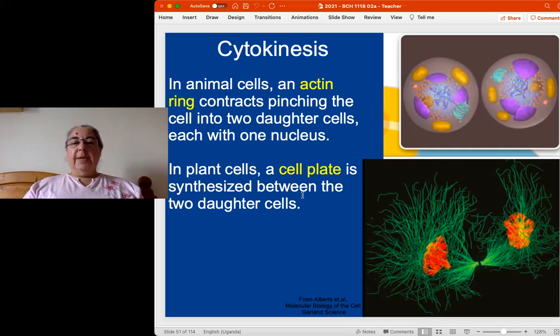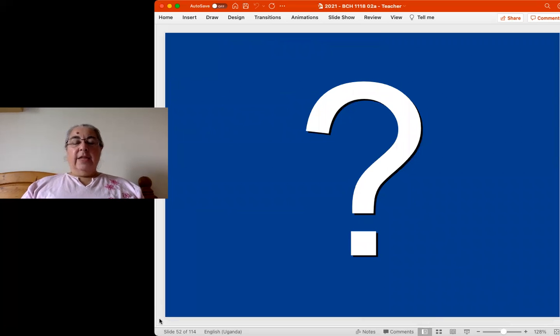In plant cells, because plant cells have a cell wall, a new part of the cell wall has to be made in between the two new cells, and that's called a cell plate. Okay, so that is the stages of mitosis and cytokinesis. I've just got a little video now that I hope will help you to remember and to understand these things, and I hope that you will enjoy it as we take a little bit of a relaxation time.